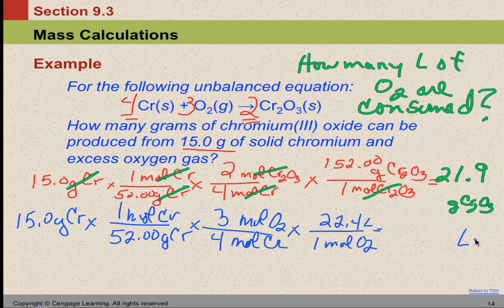I don't have that math ready, so we're going to take 15 divided by 52 times 3 divided by 4 times 22.4. I get 4.85 liters of O2 will be consumed in this reaction. That is how to do mass to mass and throwing in volume. So the idea is to get to moles to get the mole ratio. Then you can go to liters if it's a gas, or to mass if it's a gas, a solid, or a pure liquid.